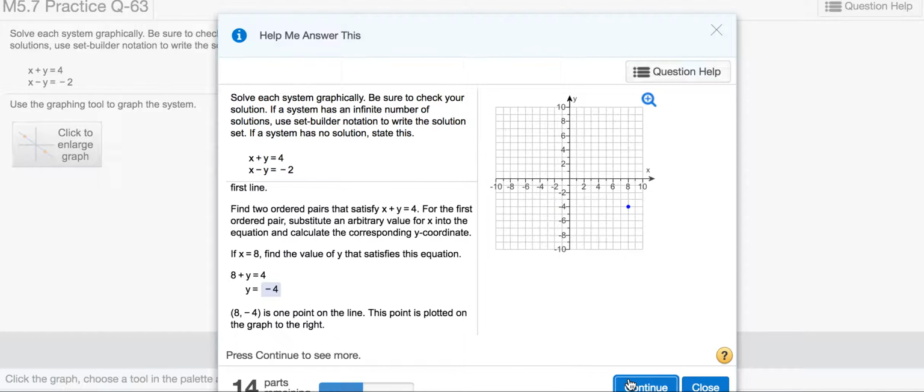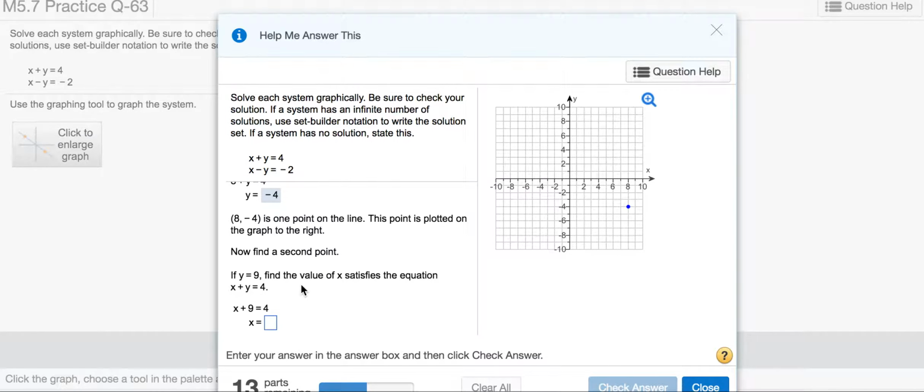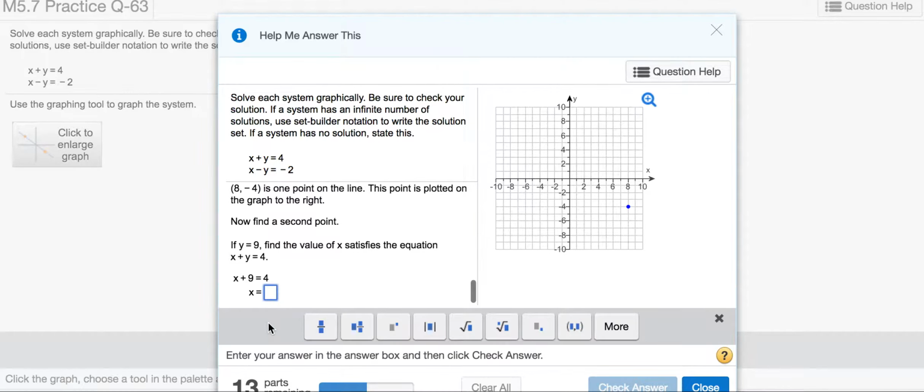Now we have to continue on with another one. Now they said, what if y equals 9? Remember, these are arbitrary. They're just picking numbers smaller than 10, larger than negative 10, and putting them into the equation. So if y equals 9, I put a 9 here and I have to solve for x. Remember, in order to isolate the variable x, I have to do the opposite. This is positive 9, so I take away 9 from this side and 9 from this side, which gives you negative 5.